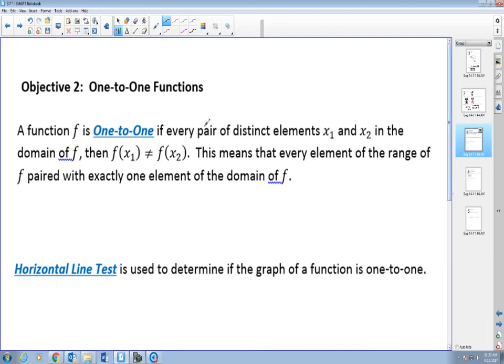In this lecture video, we're going to continue with our 7.1. So object number 2, something called the one-to-one function.